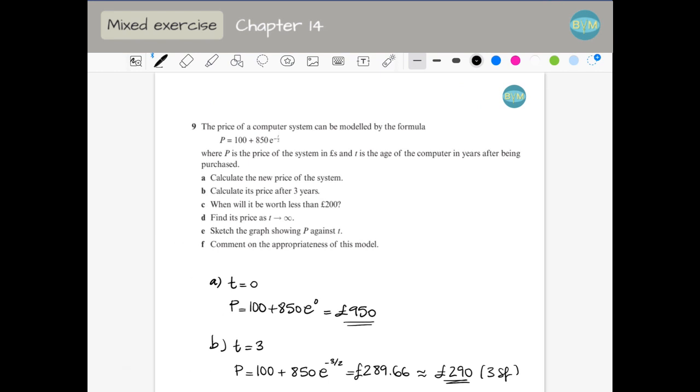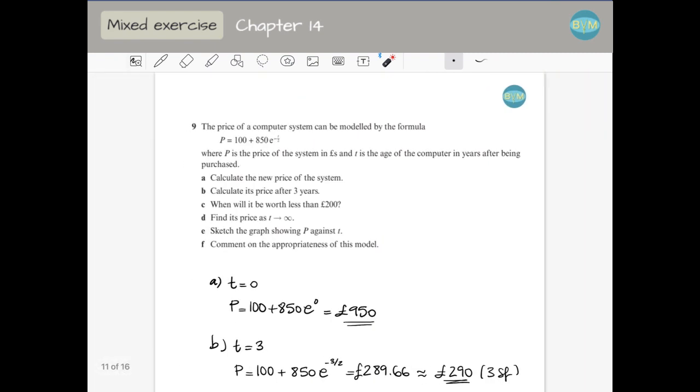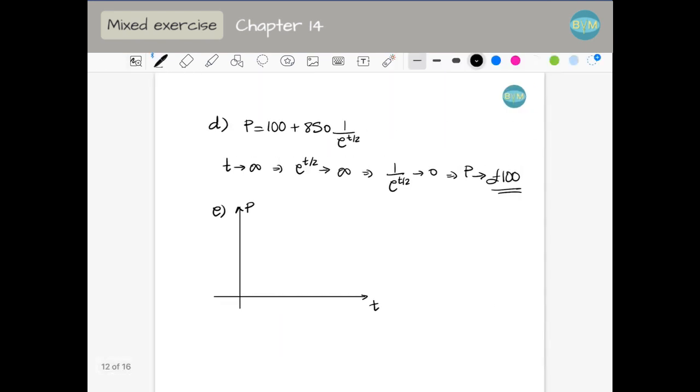Then sketch the graph showing p against t. So p against t, p on the vertical axis, t on the horizontal axis. It doesn't make sense to have negative time, so I'm not going to represent anything on the left. Yeah, and the initial value was 950, and then it's going to decrease. So it's going to do something like this.